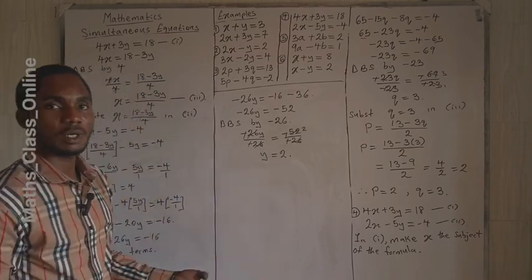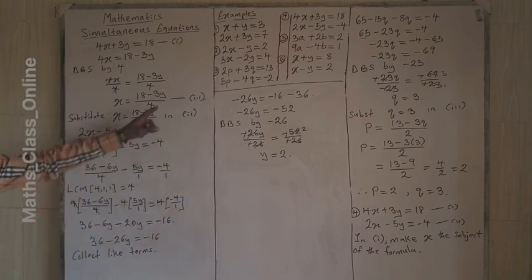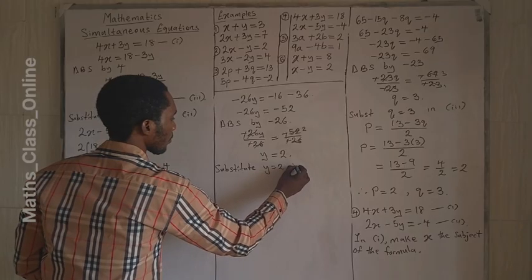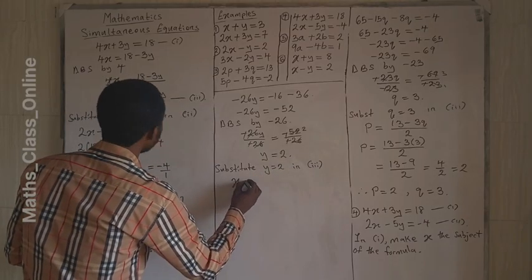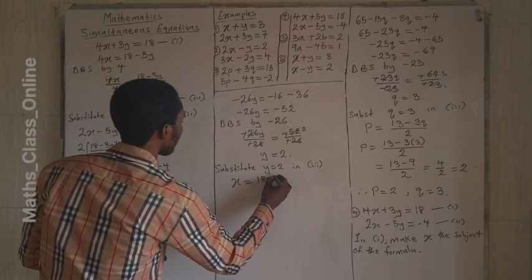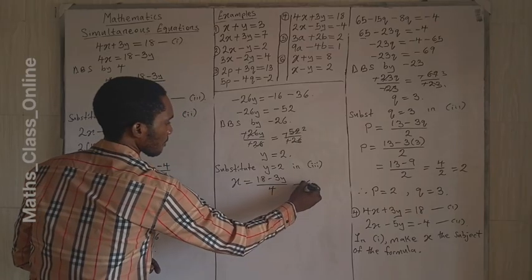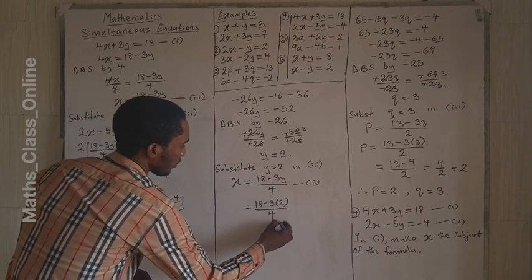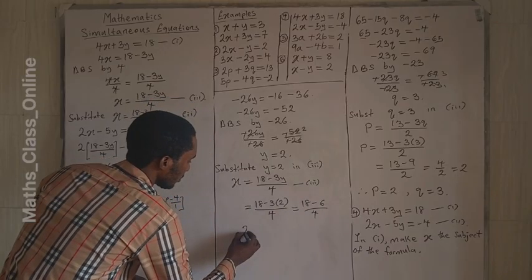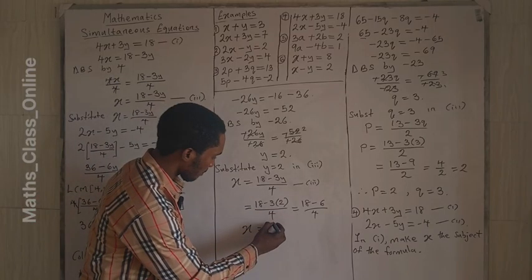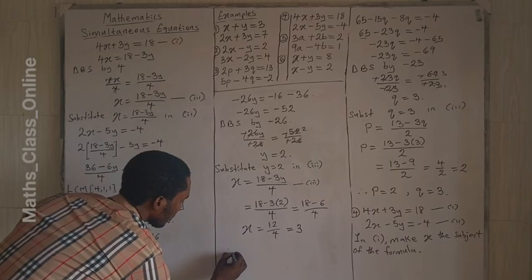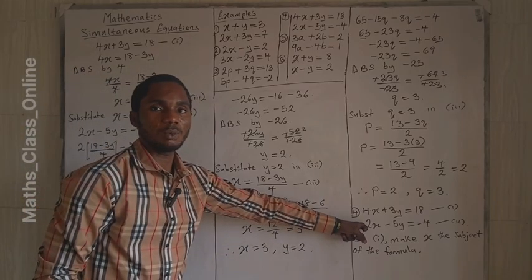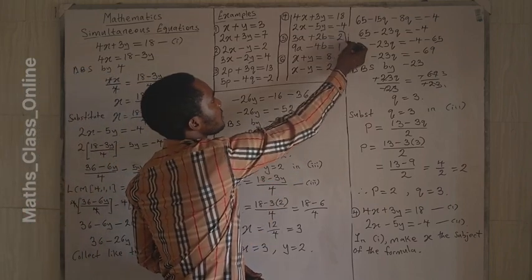If y is equal to 2, how are we going to get the value of x? Substitute the value of y, which is 2, into what? Equation 3. And that is x is equal to (18 minus 3y) over 4, which is 18 minus 3 times 2 over 4. 18 minus 6 over 4. x is equal to 18 minus 6, that is 12, over 4, and this is 3. This implies that the value of x is equal to 3 and the value of y is equal to 2 for this simultaneous equation. With this explanation, what is the solution to this equation?